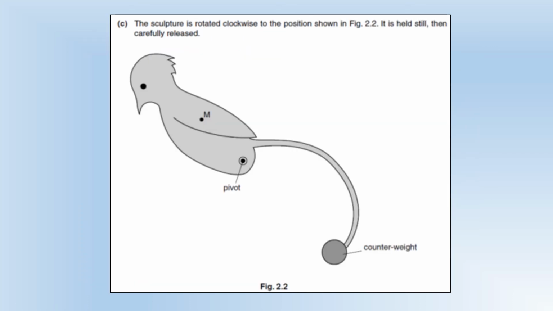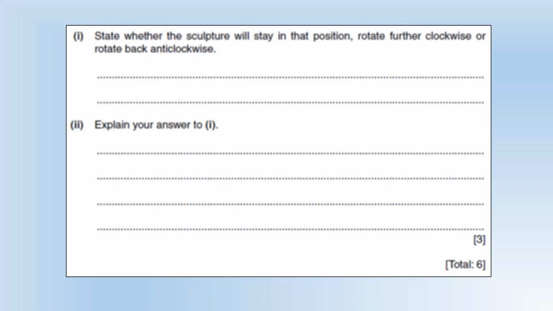The sculpture is rotated clockwise to the position shown in figure 2.2. It is held still, then carefully released. State whether the sculpture will stay in that position, rotate further clockwise, or rotate back anti-clockwise. It's going to stay in exactly the position it's in.